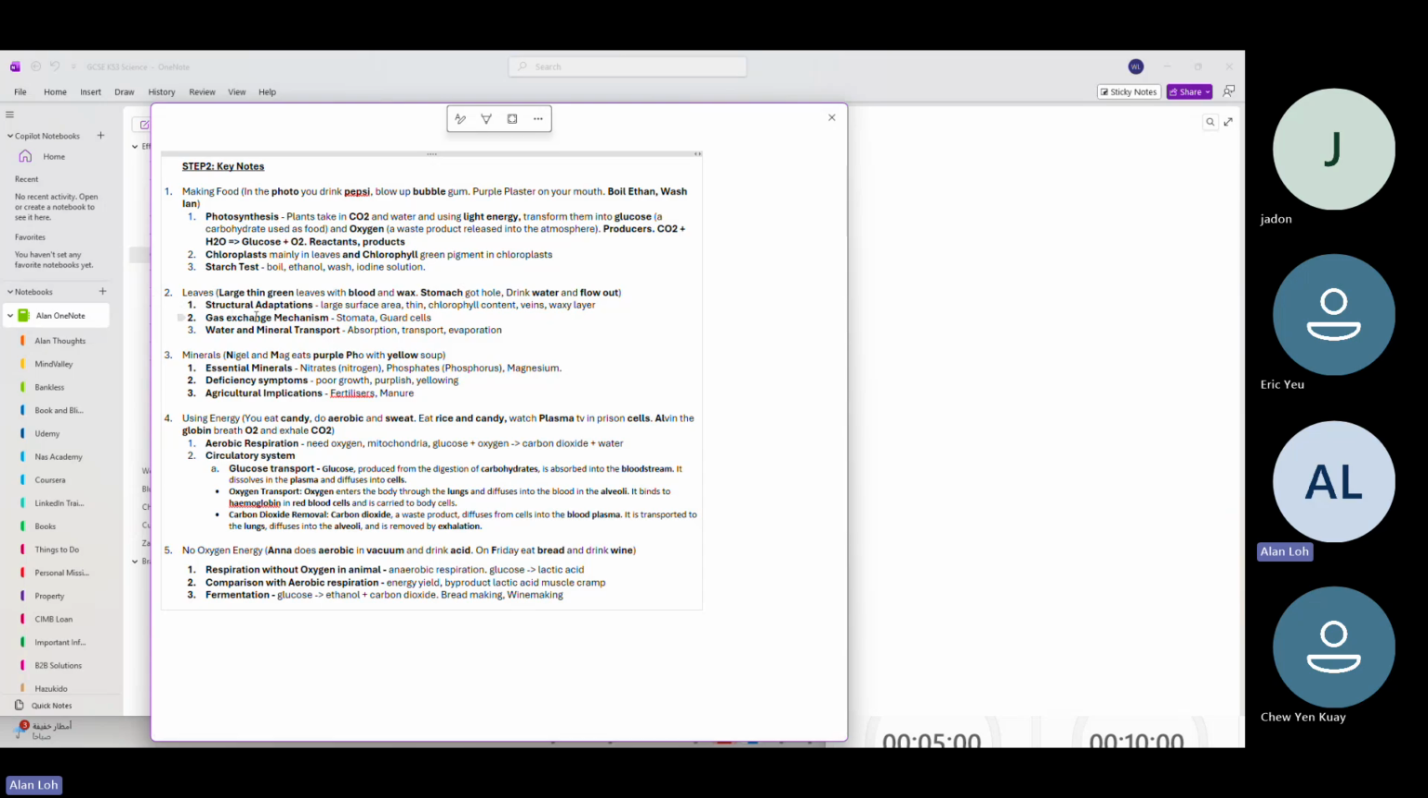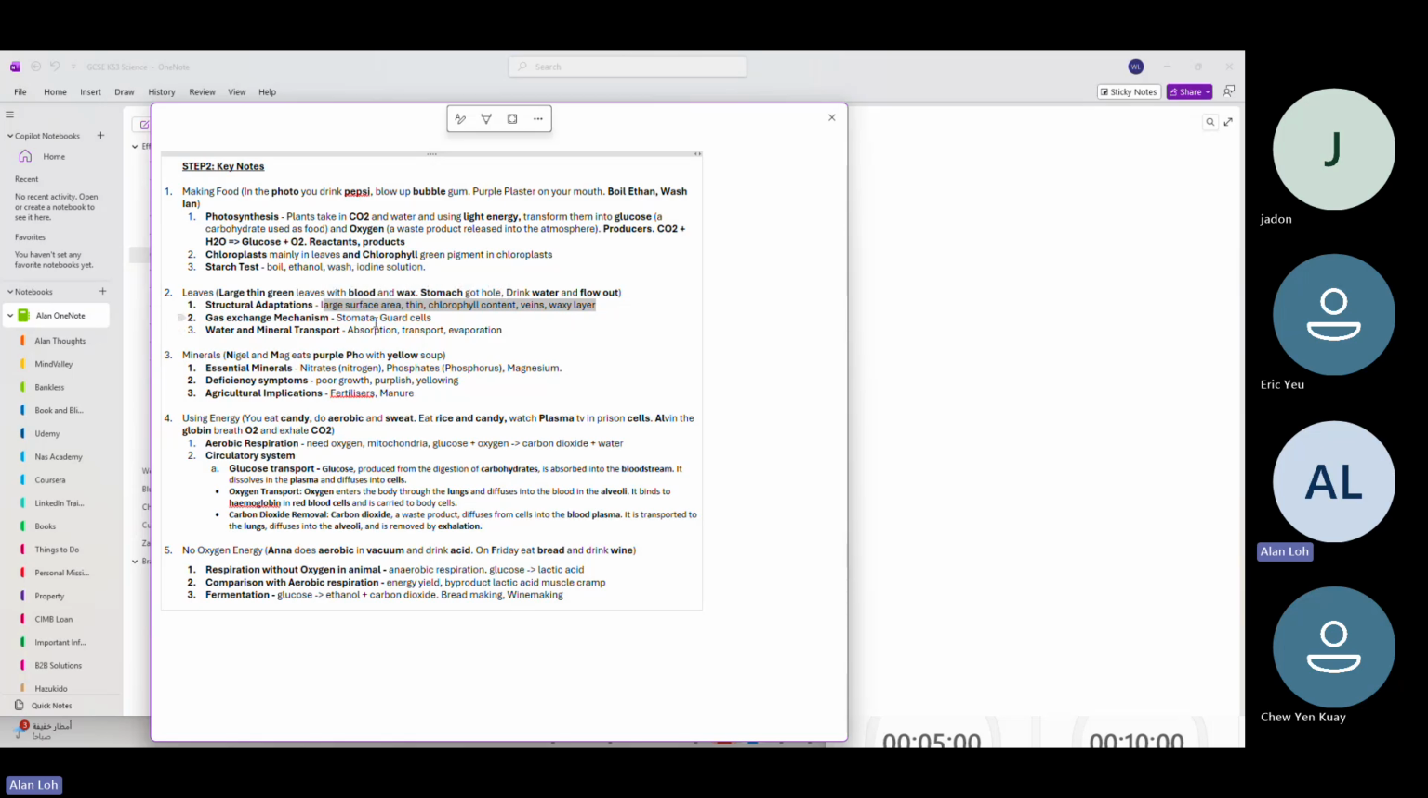Leaf is the second drawer. So you have structural adaptation. All right. What are the structural adaptations that leaf has? These are the ones: larger surface, thin, chlorophyll content, veins, waxy layer, gas exchange mechanism.